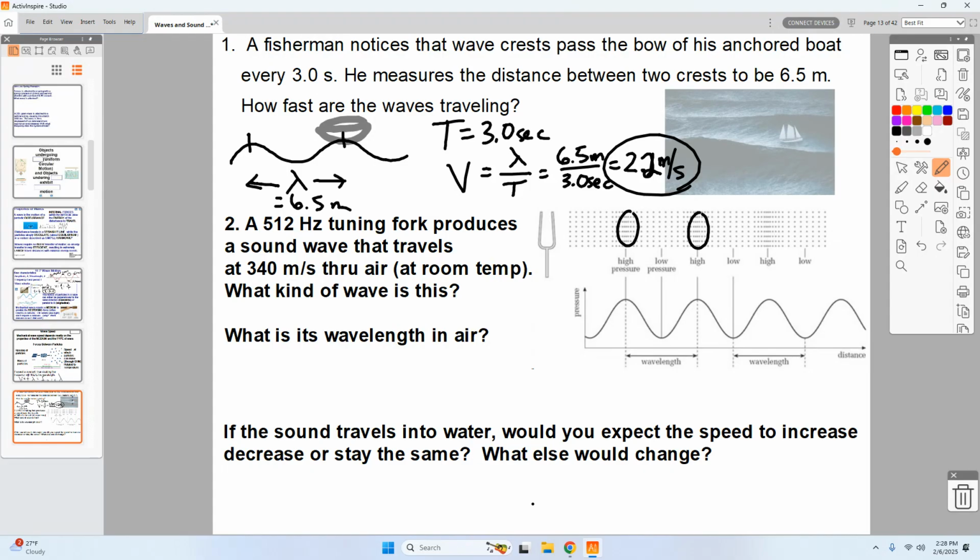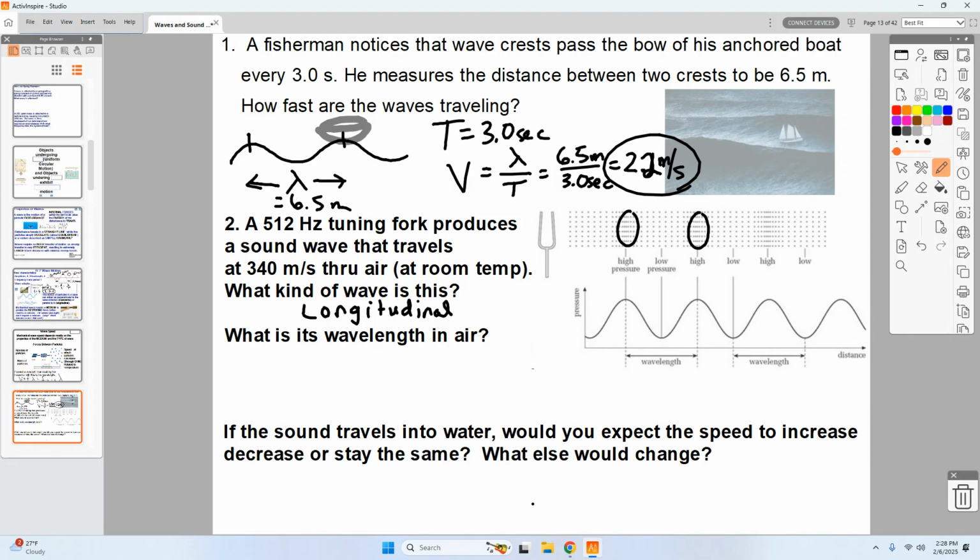We tried to measure the speed of sound down in the rotunda area the other day. We didn't do really well, but the accepted speed is about 340 meters per second at room temperature. So what I'd like to do is determine the wavelength. First of all, it is longitudinal, and it has to do with how that tuning fork is pushing and pulling on the air.